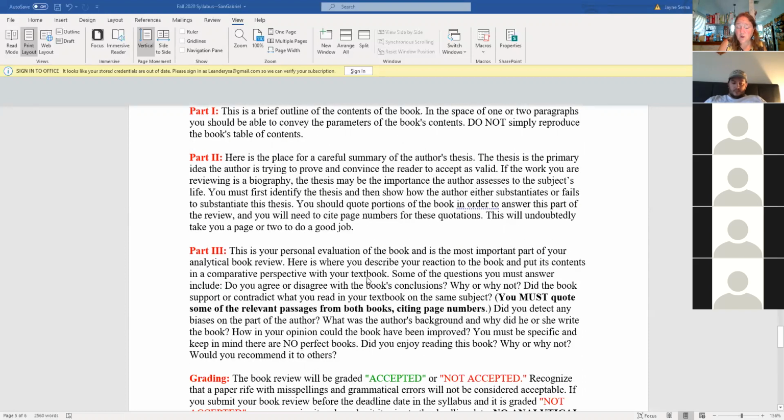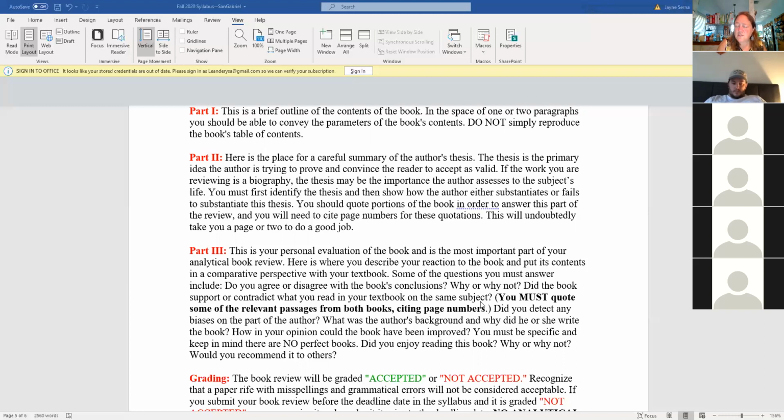And then the third part, and you can even label the things like part 1, part 2, part 3 if you like. The third part is your evaluation. Did you like it? How does it compare to other stuff you knew about history? How does it compare to stuff in the textbook? So that's where you may want to use the index part of the book.